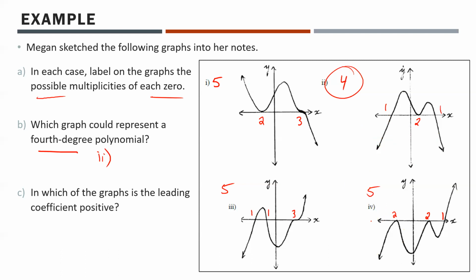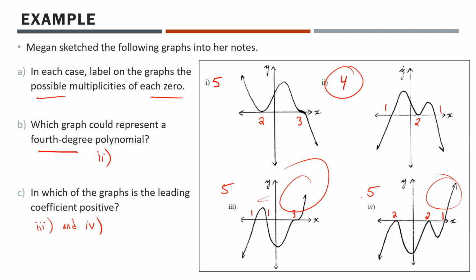Question C, in which of the graphs is the leading coefficient positive? Now, that actually alludes to what I was just talking about. It's been a long time since we've talked about that. For a positive leading coefficient, the easiest way to remember this is it'll end in quadrant 1. So I can tell you right now, graph 3 definitely has a positive leading coefficient because it ends in quadrant 1. Notice also graph 4 ends in quadrant 1, so it is also a positive leading coefficient.